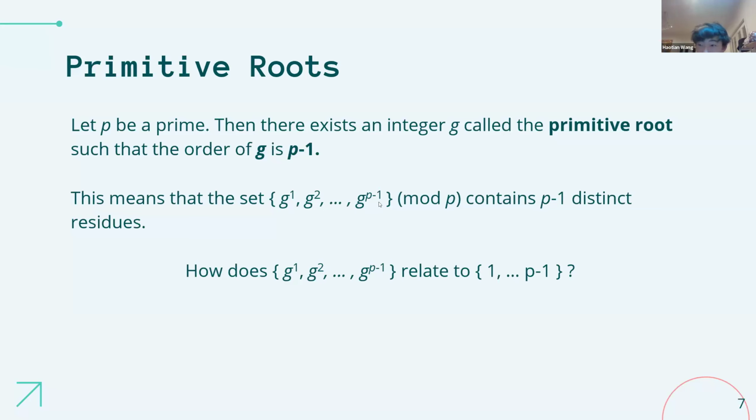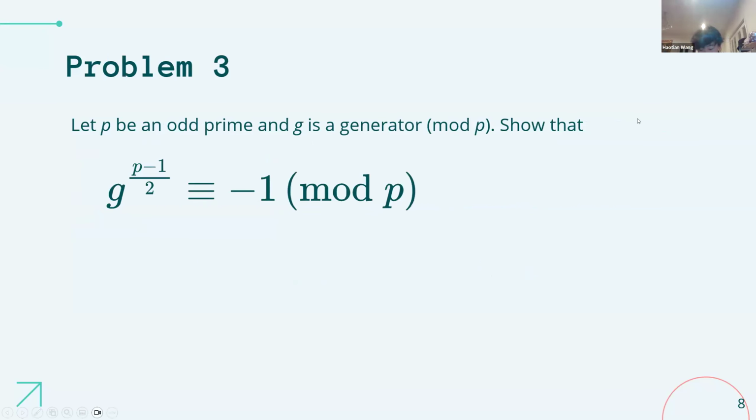Yeah, so that's the primitive root. And now here's a problem using the primitive root or generator. I'll read it out for you guys. Let P be an odd prime and G a generator mod P. Show that G to the P minus 1 over 2 is congruent to minus 1 mod P. And you guys have 4 minutes to do this.